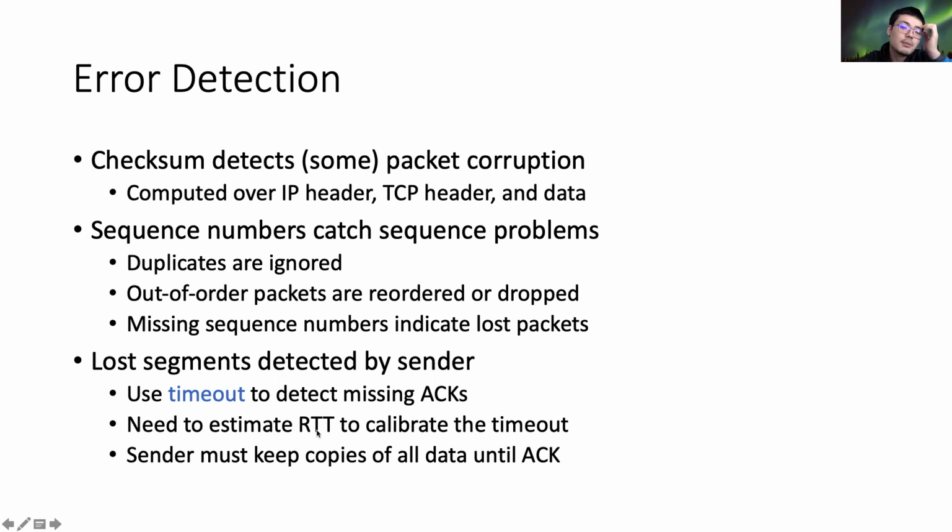So you need to estimate the RTT to calibrate the timeout. For example, if your round trip time is, let's use some large numbers, which in reality should be maybe 1,000 times lower, let's say your round trip time is 1 second. Then you can wait maybe 2 or 3 seconds, then you say, hey, it's a timeout.